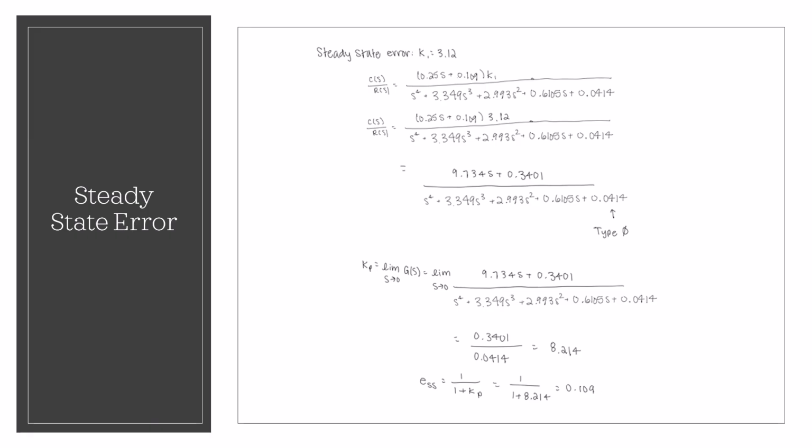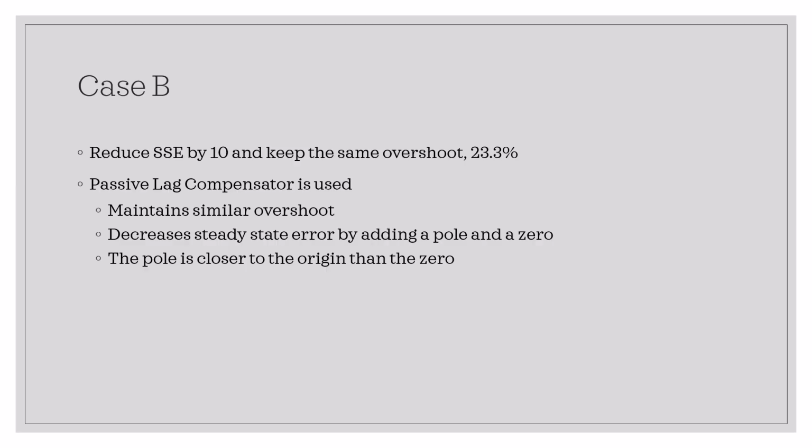I also wanted to show the calculations for steady-state error by multiplying our transfer function by our K1 and then taking the limit as s goes to infinity. Once we did that, our Kp value was 8.214, and then our error equals 1 over 1 plus Kp. So our error for case A was 0.109. Case A was our baseline.